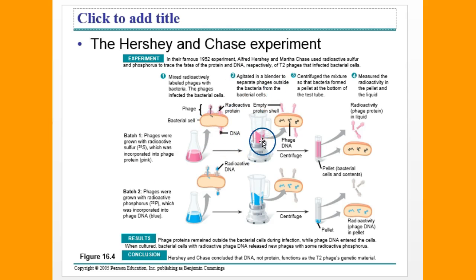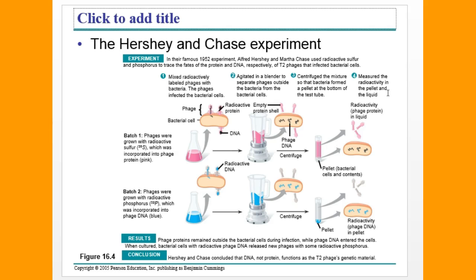They agitated in the blender so that they lost these excess empty protein shells after the phages infect the cell. Okay, after they release these empty protein shells, they centrifuge the mixture of the cells to form a pellet at the bottom that can be analyzed. And then they measure the radioactivity in the pellet and in the liquid. What they found in batch 1 was that the liquid was radioactive where the pellet was not. So, within the cells that they were studying, they were not radioactive.